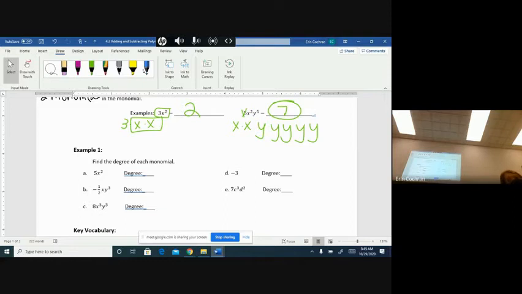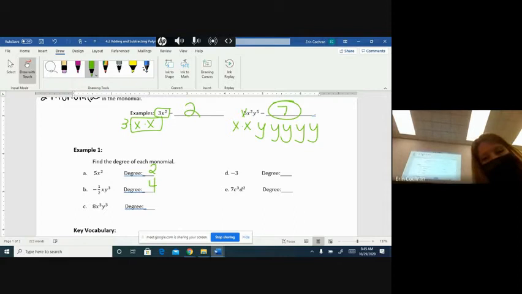What's my degree in 5x squared? 2. What about negative 1/2 x y cubed? How many total variables do I have? 4. 8x cubed y cubed? 6. Negative 3? 0. We don't have a variable there, do we? And then what about 7c cubed d squared? 5. Good. All right. Any questions with that?